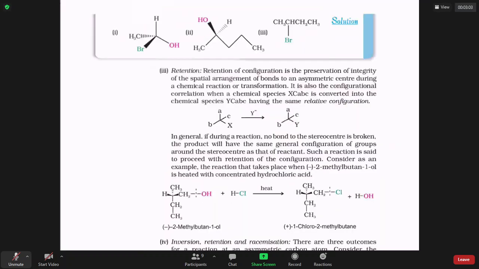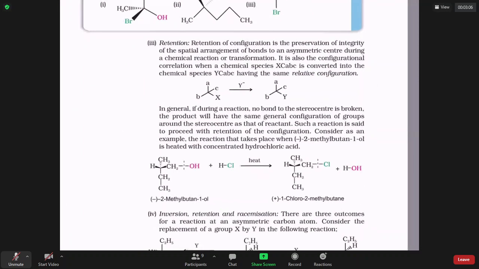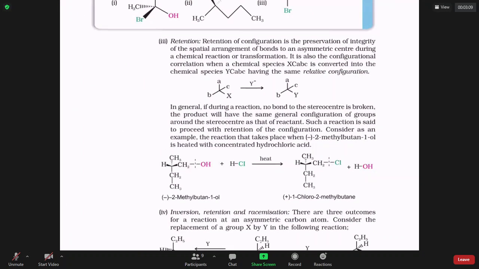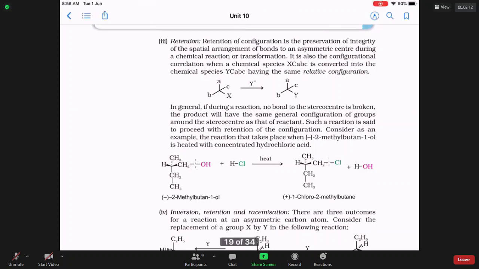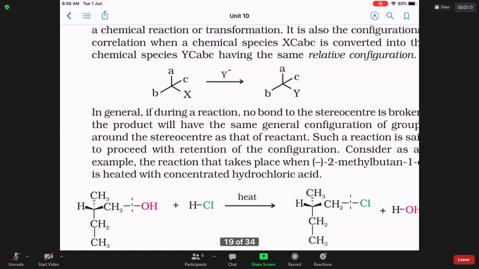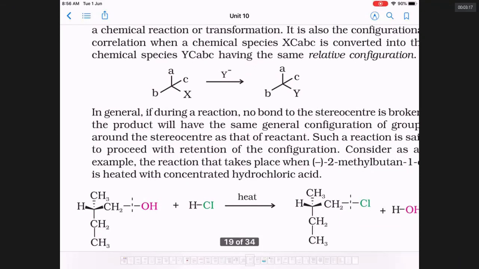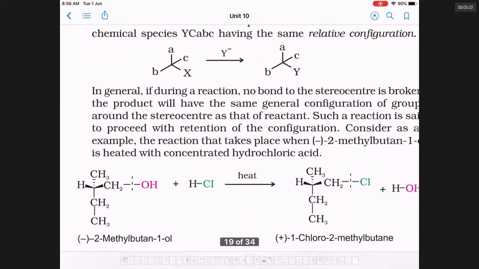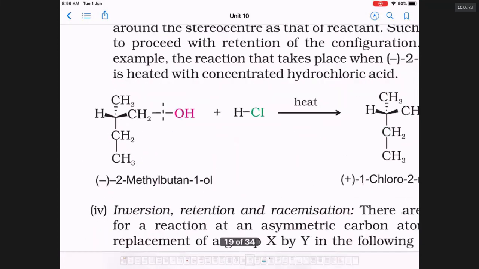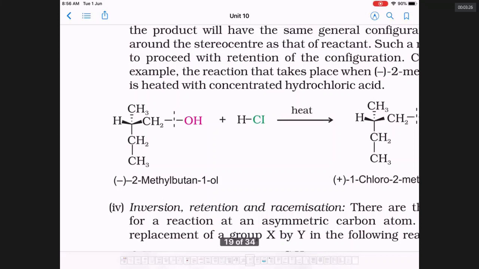And what do you mean by retention? It means if the Y minus is coming to the same position as the leaving nucleophile, as in this example, then we say the product has same configuration as parent. It is called retention of configuration. Notice this compound is 2-methyl butan-1-ol. The carbon which is asymmetric is carbon number 2. But the OH is going from carbon number 1. It means there is no change in the chiral center. The change is some other place.